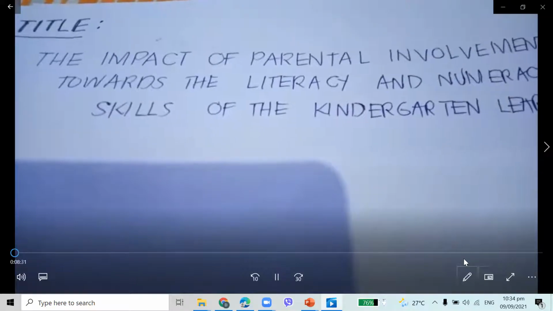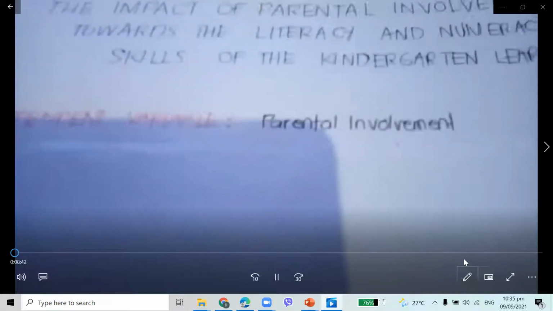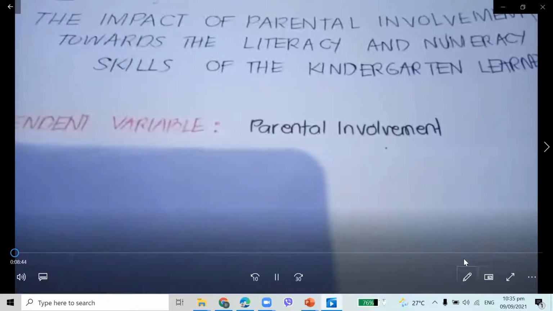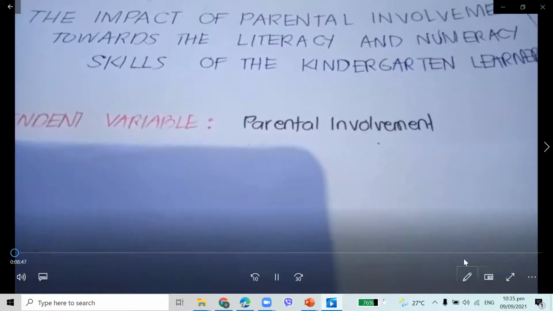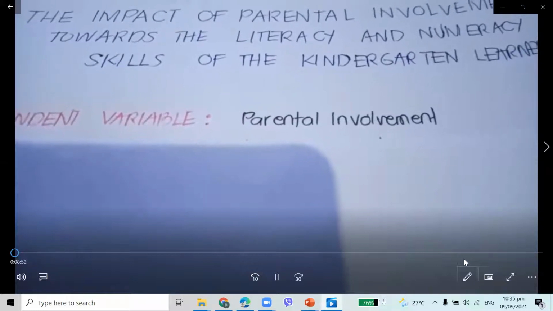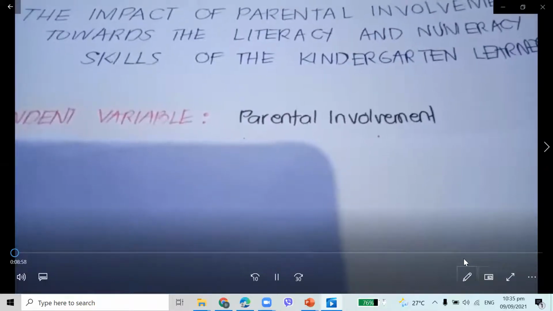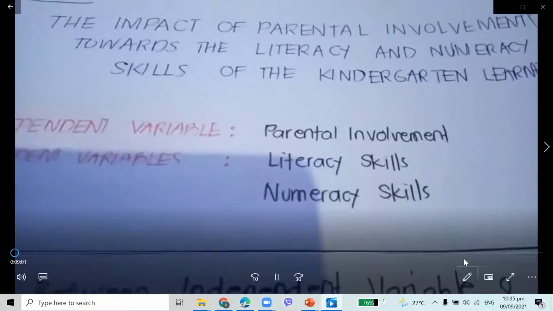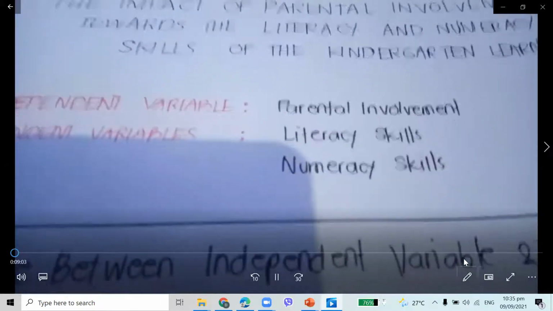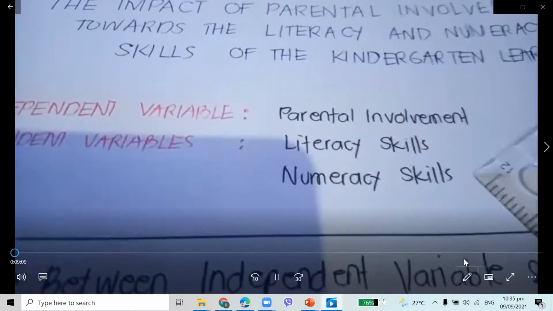So in this case, based on our sample research title, our independent variable is the parental involvement. Why parental involvement? Because this serves as our cause. We will be asking ourselves, to what extent is the involvement of our parents towards the literacy and numeracy skills of the kindergarten learners? So therefore, our dependent variables would be the literacy skills and the numeracy skills of kindergarten learners.